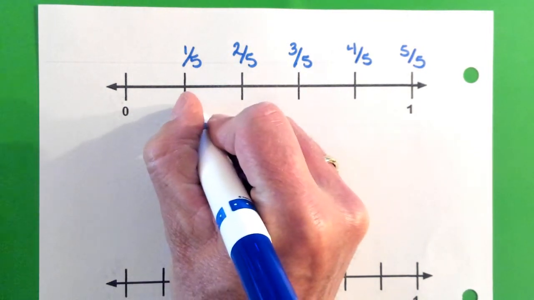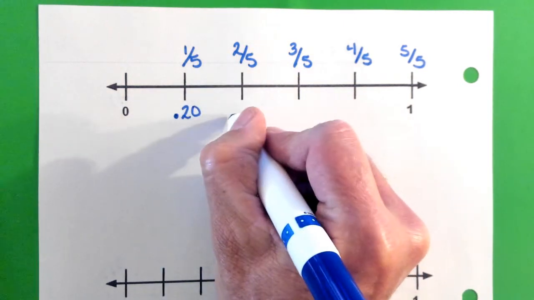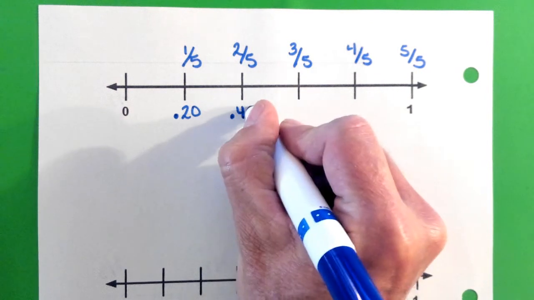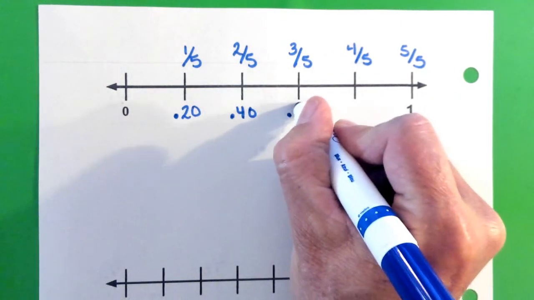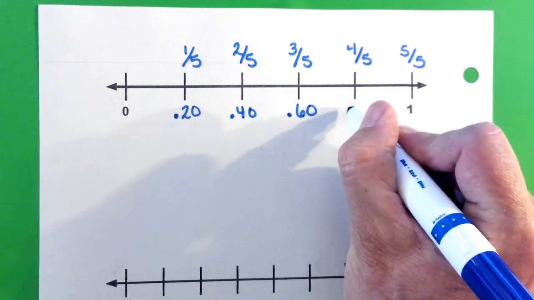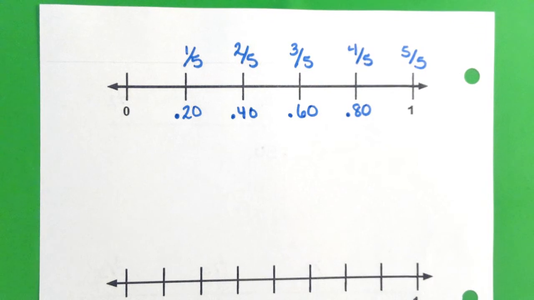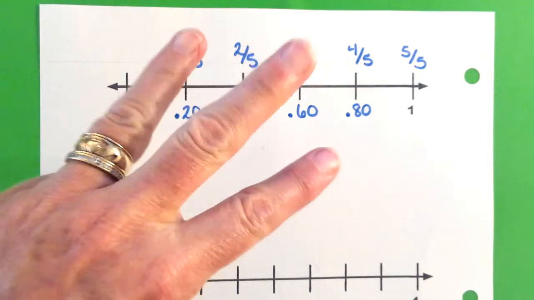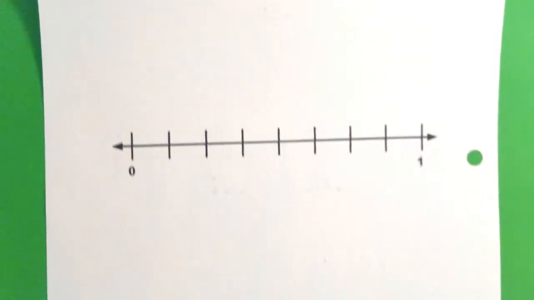So 1/5 is a 0.2, or a 0.20. 2/5 can be called a 0.4, or a 0.40. 3/5, 20, 40, 0.60. 4/5 is 0.80. And 5/5 is a whole. So on your hand, count by 20s. 20, 40, 60, 80, a whole. Okay, let's go to the middle line.